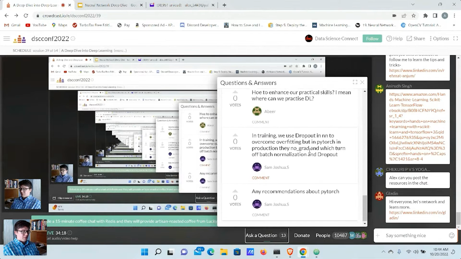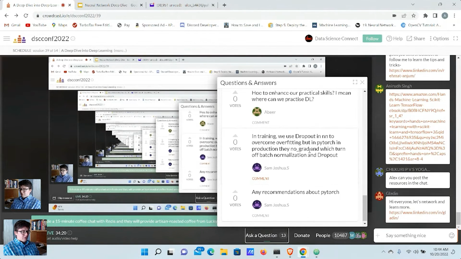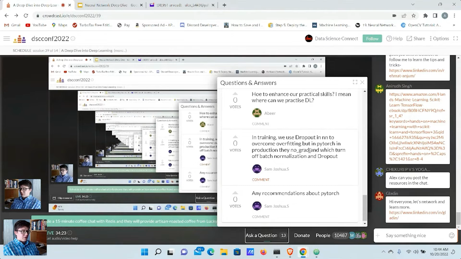Any recommendations about PyTorch? It's a very tough framework to work with if you're not familiar with object-oriented programming. However, it will help you understand neural networks in a far deeper way than Keras does. So yes, I love PyTorch. I just didn't use it for this particular talk because I wanted to show you guys how all this stuff goes into action without requiring advanced coding experience.